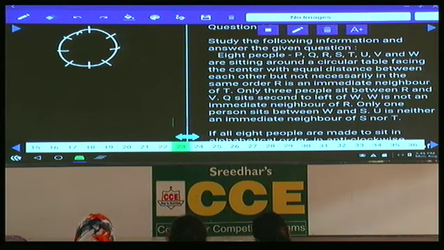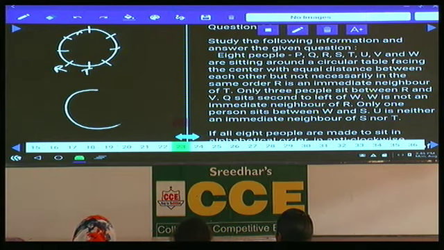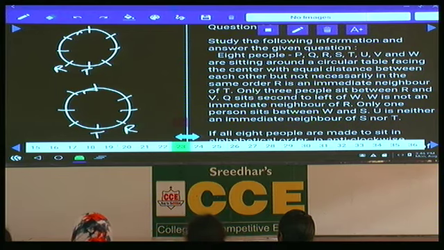R is an immediate neighbor of T. As R is an immediate neighbor of T, tell me how many possibilities we have? We can have 2 possibilities. R is an immediate neighbor of T, so if T is here, R can be on the left hand side of T or on the right hand side. Hence, as we have two possibilities, we are representing these two simultaneously. If T is here, R is here. R can be either on the left hand side of T or on the right hand side.